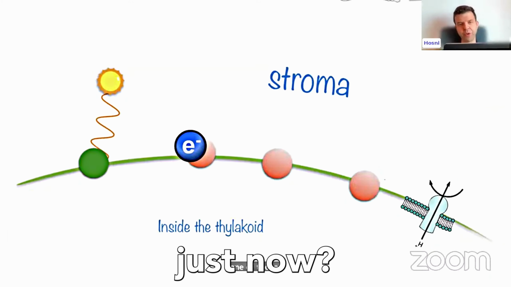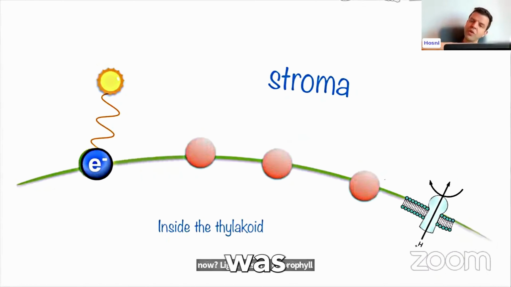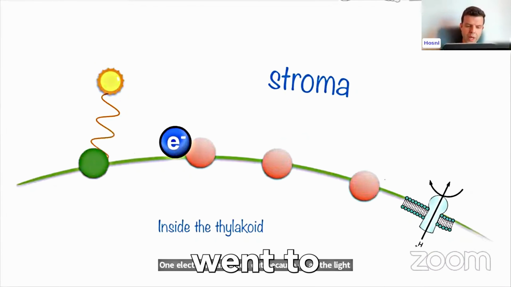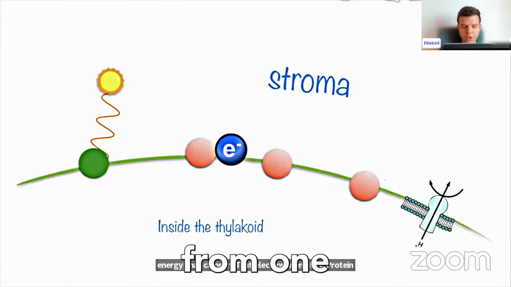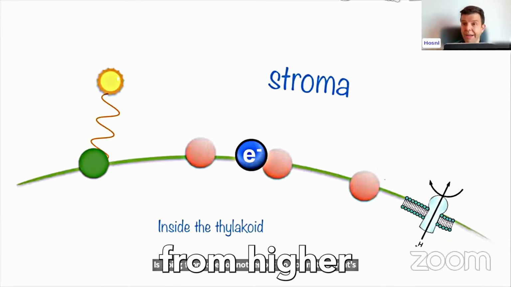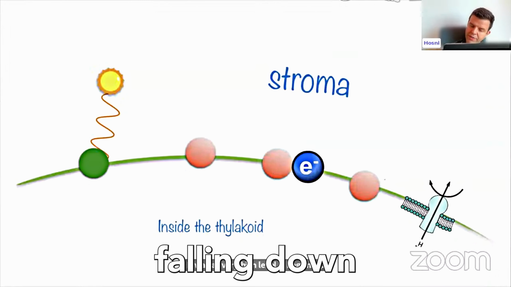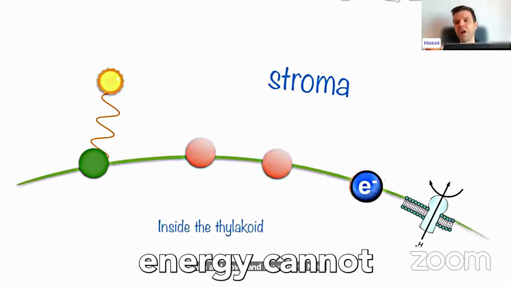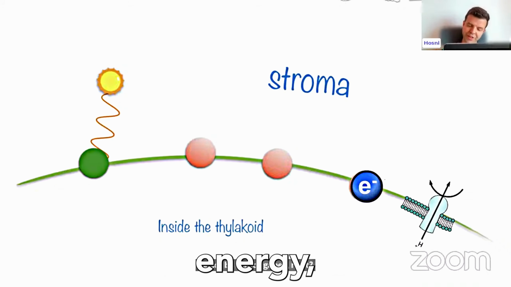Again, what happened just now? Light hit the chlorophyll. One electron was pulled out because of all the light energy that came in. That electron went to a protein carrier here. It's going from one to another. But do you notice what's happening here? It was at a very high level in the beginning, and it's falling down and down and down. Now, usually energy cannot be lost or gained, right? That's the basic principle in energy.